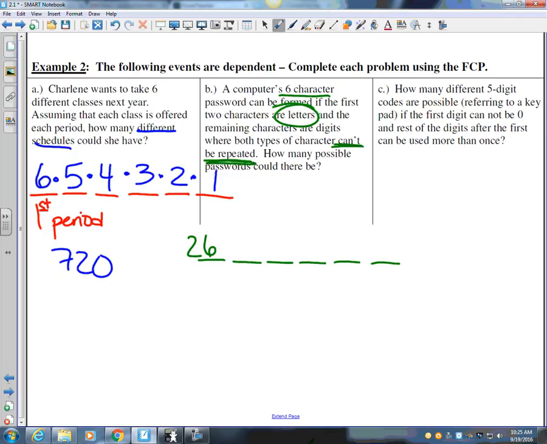Now, it also tells you that they can't be repeated. So that just depends on the problem. Sometimes the problem will say they can be repeated. Sometimes the problem will say they can't. So you got to read it. That's something to definitely underline. Can't be repeated. So she's got 26 letters for the first blank, but if it can't be repeated, how many choices for the second one? 25.